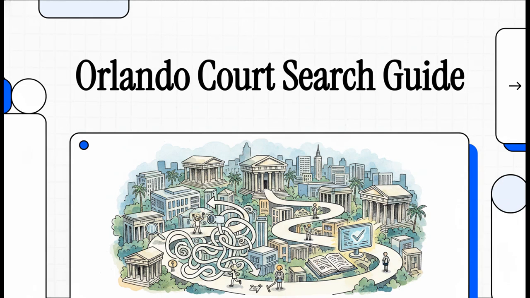Ever tried looking up a court record in Orlando and just ended up running in frustrating circles? Yeah, you are definitely not alone. It causes a massive amount of unnecessary headache. But in this explainer, we're going to break down exactly how the Orlando judicial system architecture actually works. We're going to bypass all those annoying dead ends so you can find what you need fast, saving yourself a ton of time and money.